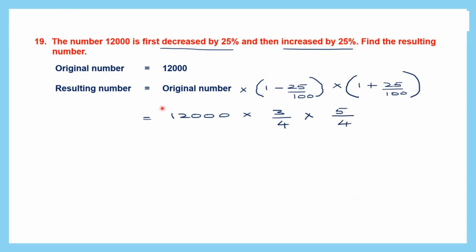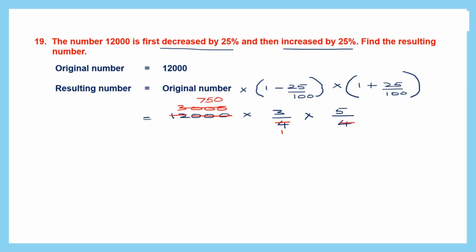Now we have to just simplify. Because it's multiplication, we can cancel. I can cancel 4 and 12,000. 4 ones are 4. Now 4 threes are 12, and 3 zeros remain. Again I can cancel this by the other 4. That makes it 750.